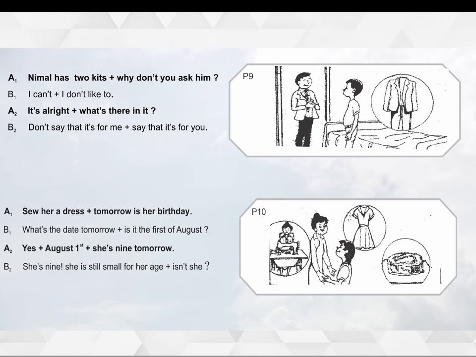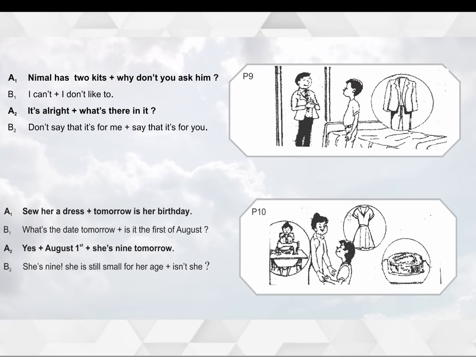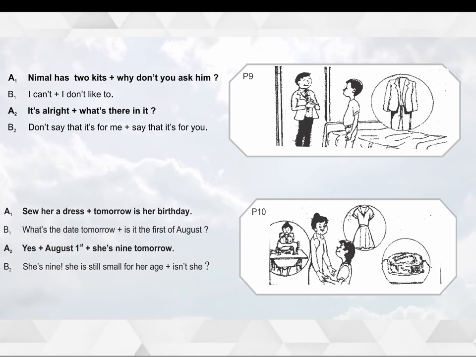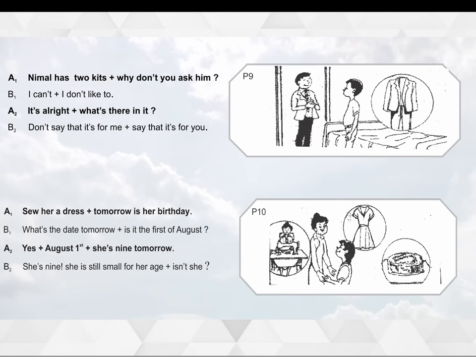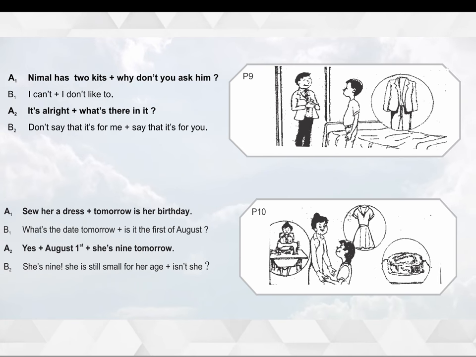Dialogue 10, Picture 10. So her address. Tomorrow is her birthday. What's the date tomorrow? Is it the 1st of August? Yes, August 1st. She is 9 tomorrow. She is 9? She is still small for her age, isn't she?